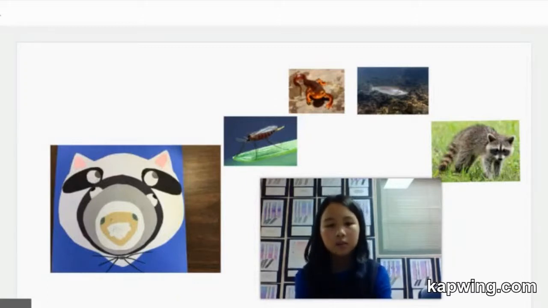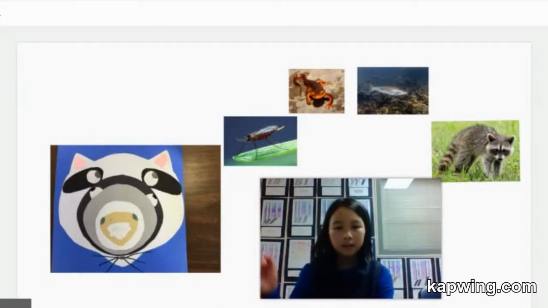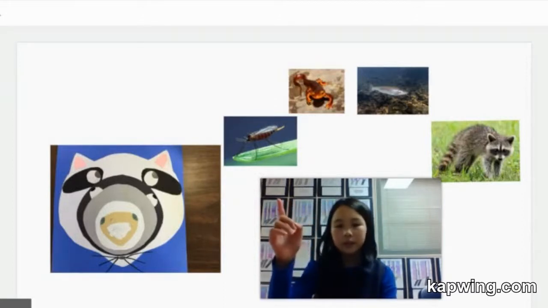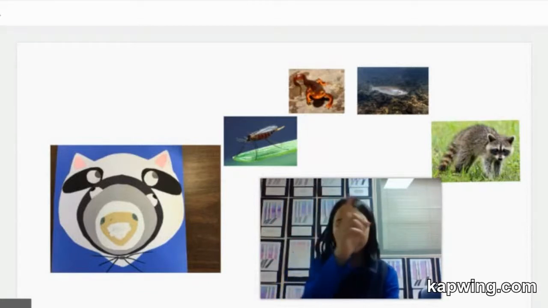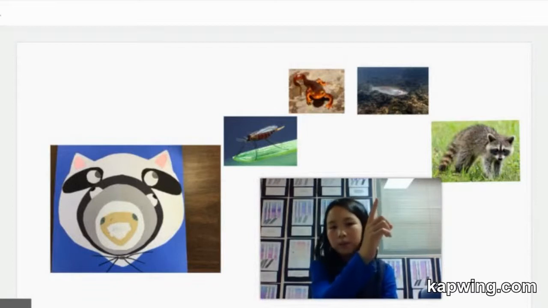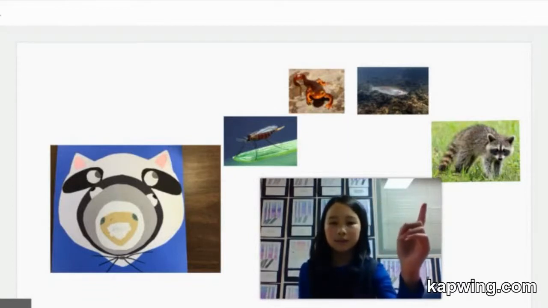Today I'm going to tell you about a food chain. All these animals in these food chains live in Crater Lake. So over here there's a midge fly. The midge fly gets eaten by a newt. And then the newt gets eaten by a rainbow trout. Then the rainbow trout will be eaten by a raccoon.